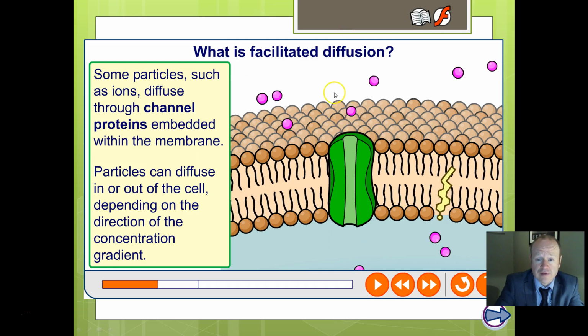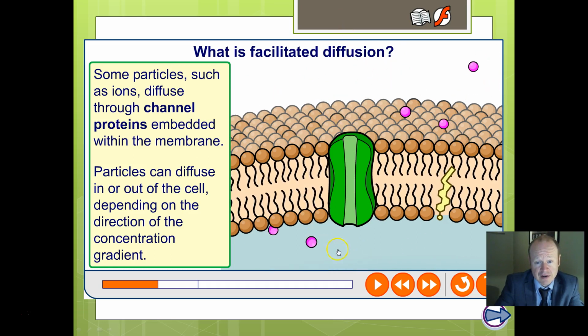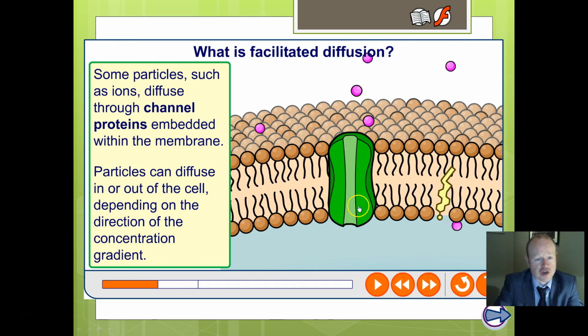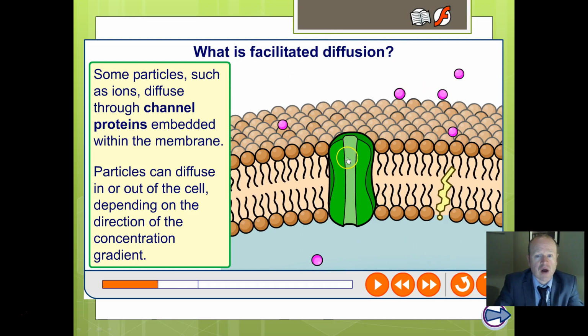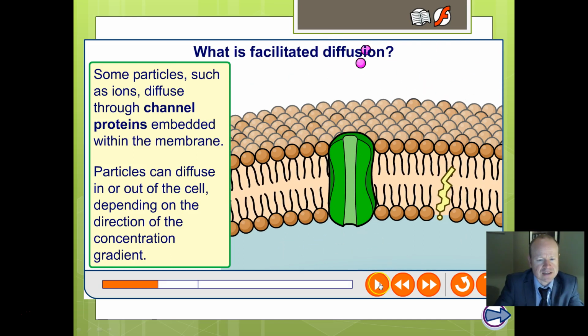It could be in both directions. If there's a higher concentration here and a low concentration here, some substances can move in, other substances can move out. This is just an open pore that allows movement in either direction. It's just a pathway through which things can take place.